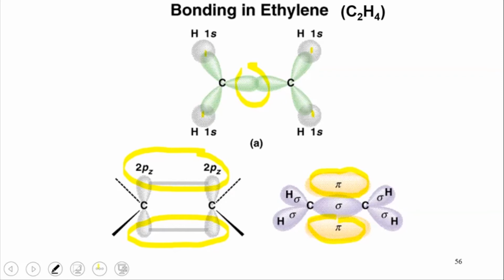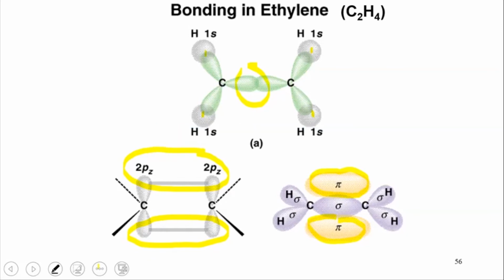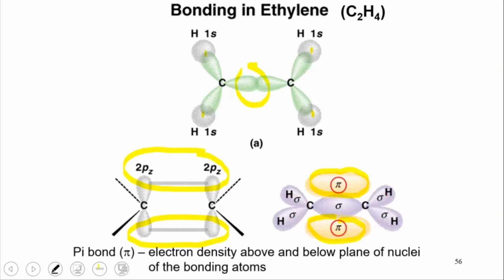Notice that if we go through here, the bonds that are right on that line between the atoms, we call them sigma bonds. The electron density is right between the two atoms. This is essentially the initial proposal we made for covalent bonding. Now we're having to amplify to indicate that sometimes you have what are called pi bonds. These are where the electron density is above and below the plane of the nuclei of the bonding atoms.